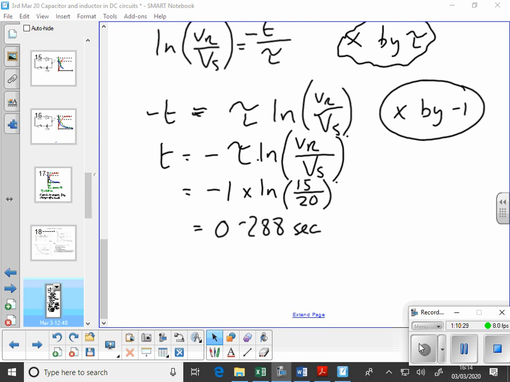And then the last bit is just to show, calculate the capacitor voltage after 5 time constants, 5 times CR, just to show you how close it is to the full 20 volts.